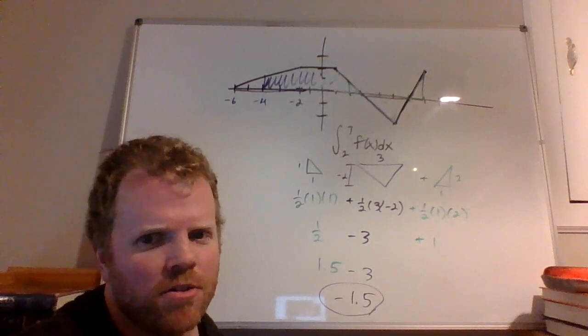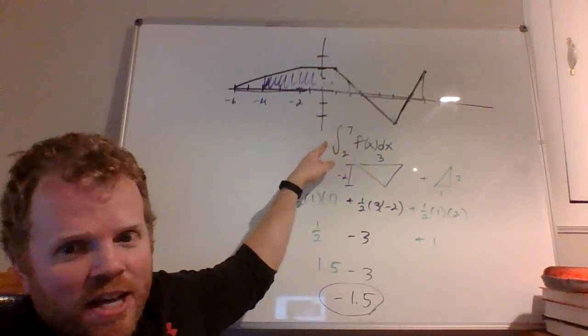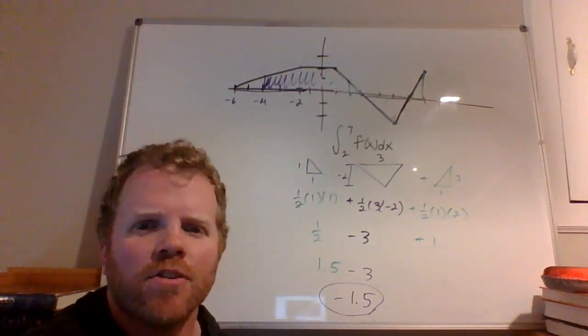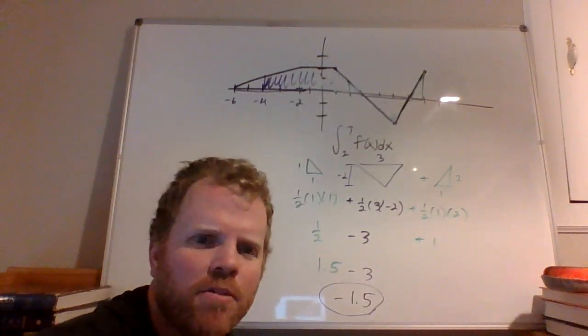So we might as well start using this vocab right now. The term is integral. This is the integral from 2 to 7. And integrating is just basically finding the area. You're just assigning it to be positive when it's above the axis and negative when it's below the x-axis.